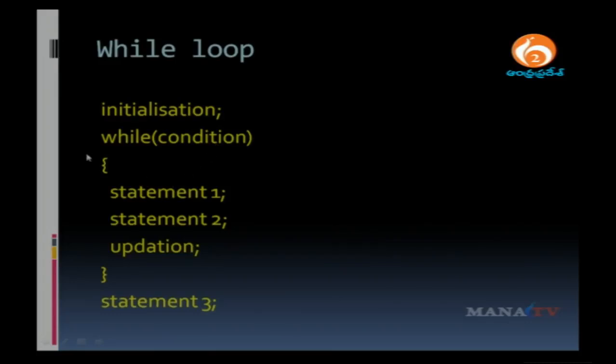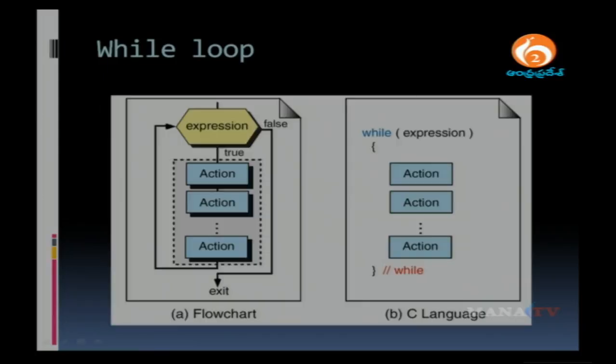So for loop and while loop, both functionality is the same, but there is a slight difference. For loop, when we know how many times it has to be executed, go for the for loop. When we do not know how many times it has to be executed, go for the while loop. This is the syntax of the while loop.